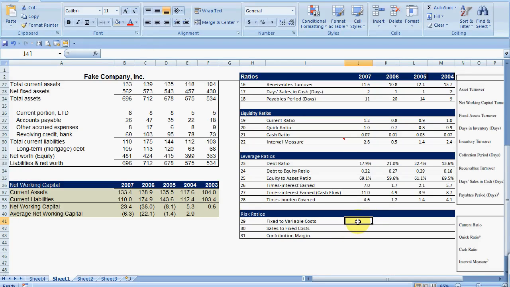Okay, so here we are at the end of our portion on ratios, and we're at the risk ratios. Now we just have 3 of them here right now.